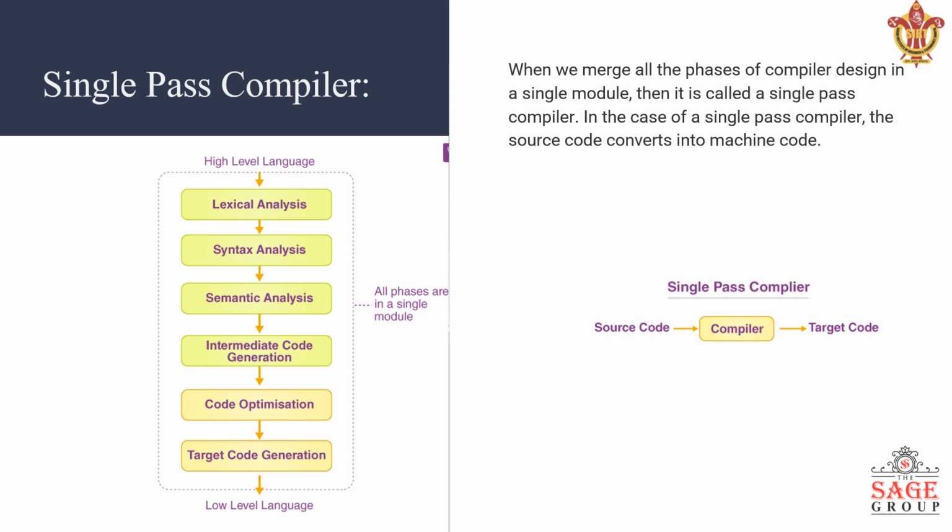Now, what is a single pass or one pass compiler? As you know, when we compile a program, it passes through different phases. As you see in the diagram, these are the different phases through which our compiler translates the whole program into the low level language or the machine code. So when we use a single pass compiler, it means the compiler traverses the program only once.